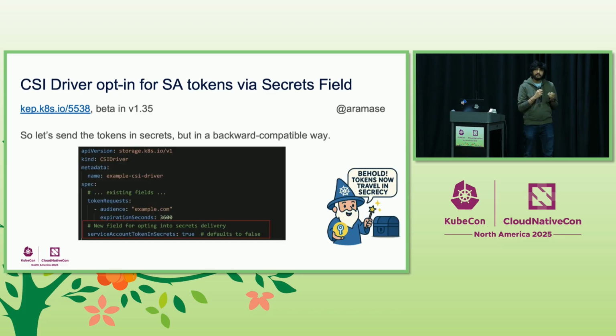So that means in Kubernetes 1.35, we have a feature gate, and we are also introducing a field in the CSI driver spec, which is probably going to live forever, which says that please send me the service account tokens that you generate in the secrets rather than sending it as part of volume context. And with this, basically CSI drivers would need to have an update in their logic to read the tokens from secrets, and if not present in secrets, they can read it from volume context. So this should still be backwards compatible, and it should be more secure.